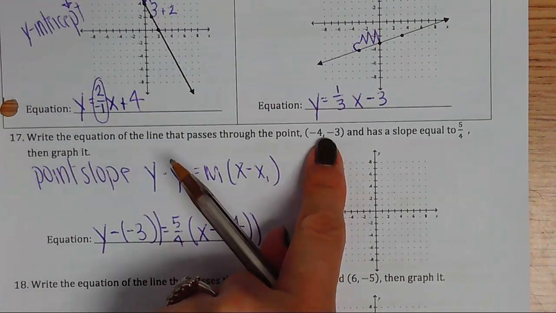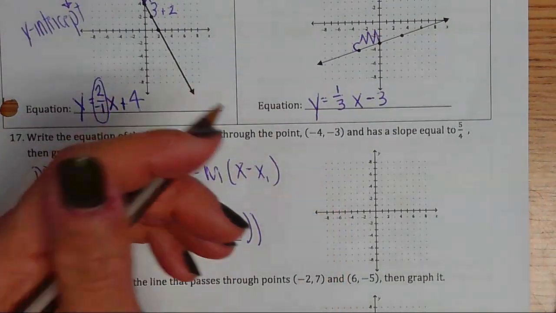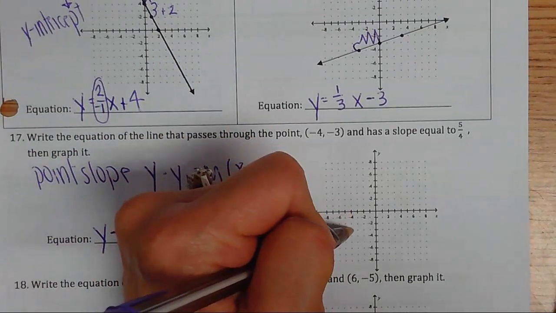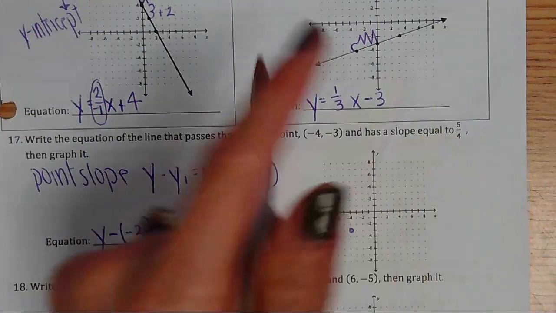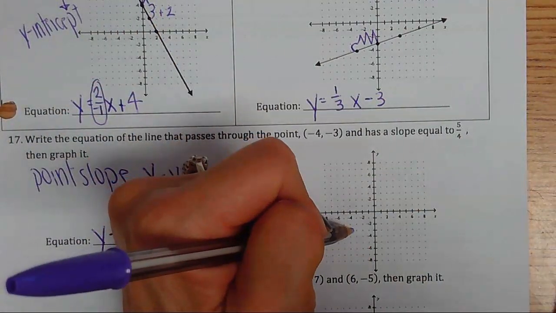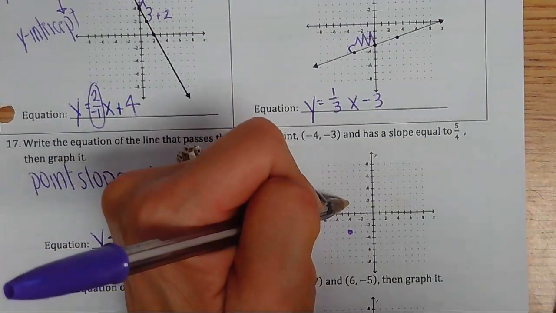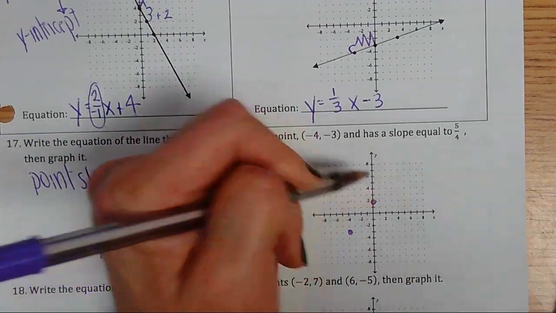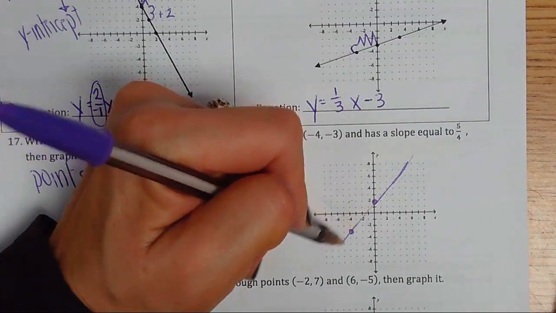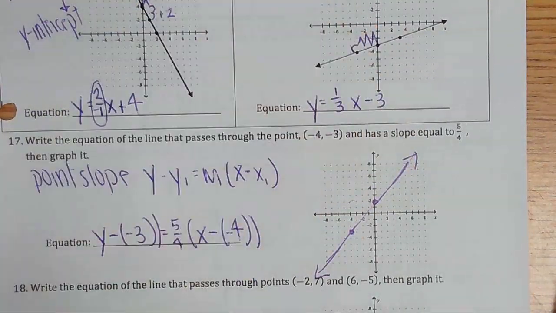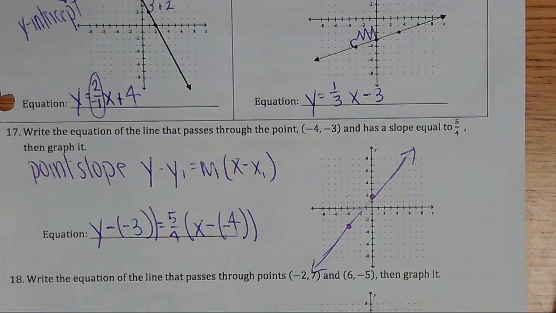Graphing it, I just look for the point (-4, -3). I plot that point, and then here I go up 5 over 4. So up 5 over 4. And I just kind of sketch my line out here. You can do more points if you want to, but that's it.